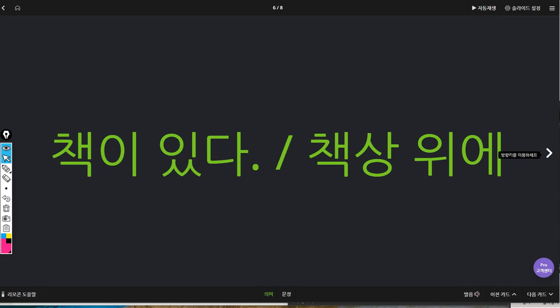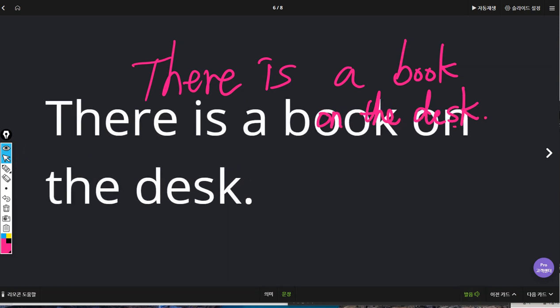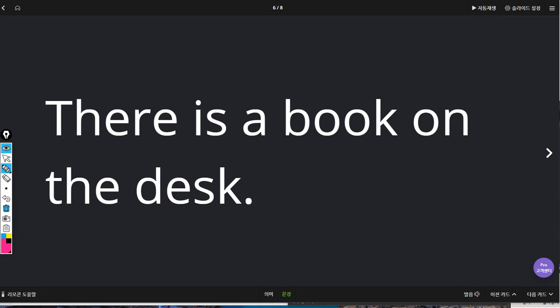다음에 책상 위에 책이 있어요. 책상 위에? There is a book on the desk. In the desk는 책상 안에 있대요. 책상 위에 있대요. There is a book. 어디에? On the desk. On the desk는 어디에? 라는 질문에 대한 대답이고 책상 위에. Okay. There is a book on the desk.